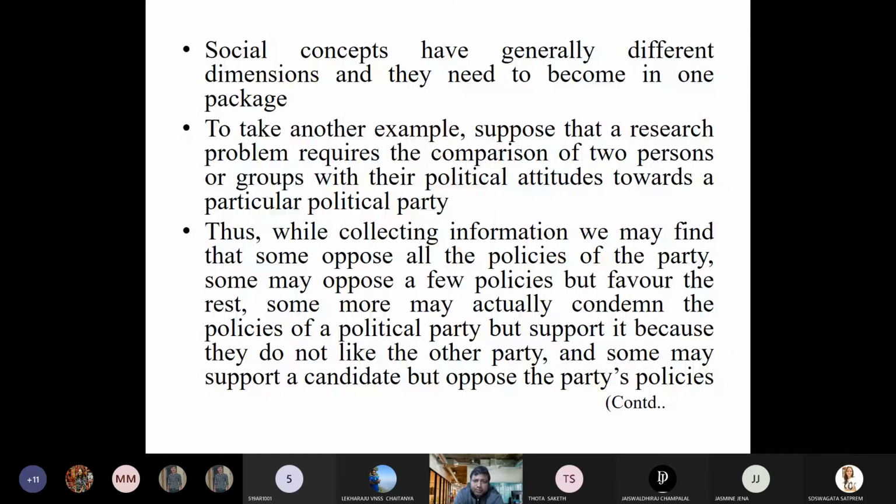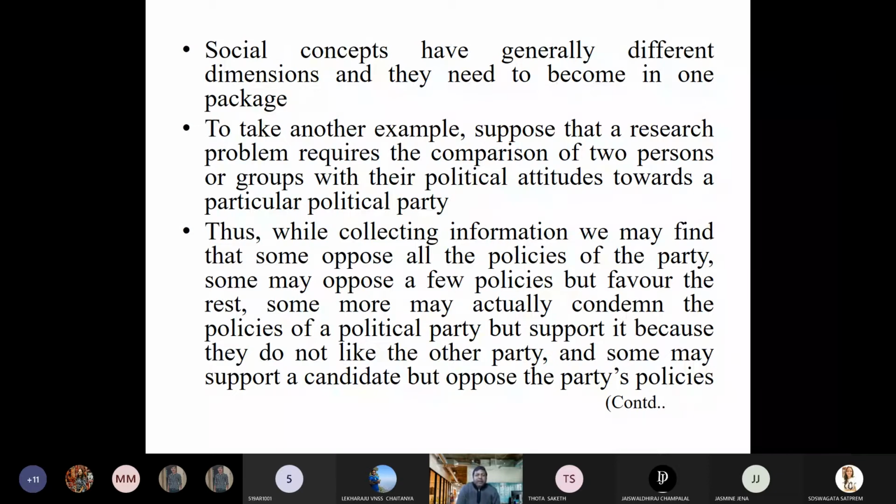To take another example, suppose that a research problem requires the comparison of two persons or groups with their political attitudes towards a particular political party. So whenever we are measuring, we are making a comparison between two persons or two groups with their political attitudes towards a particular political party. So when we are asking the public what is your opinion towards the present government or towards a particular political party, how they are doing.